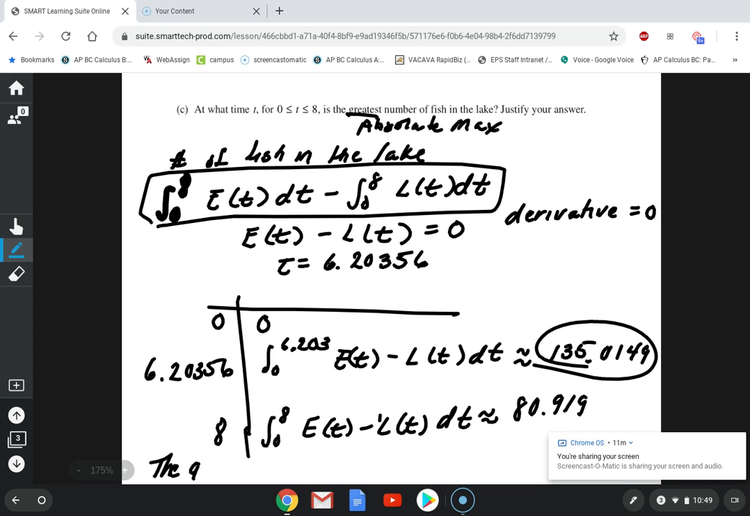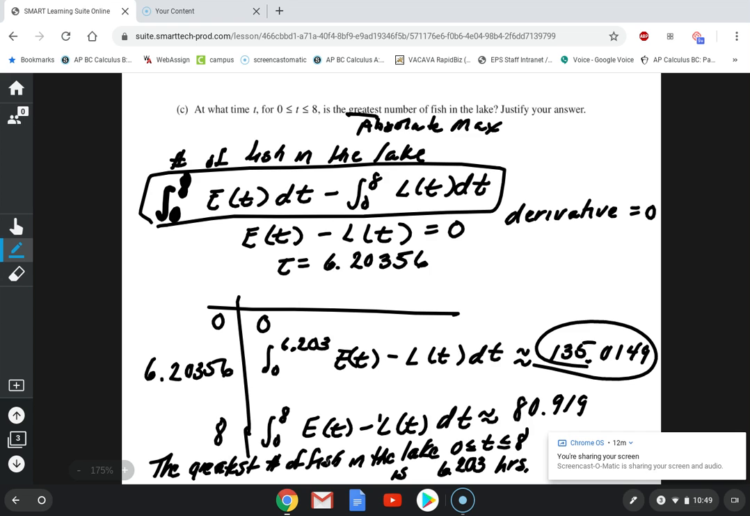So the greatest number of fish in the lake, and again, make sure you include your interval. So we have 0 is less than or equal to t is less than or equal to 8, is 6.203, and then make sure you label it.